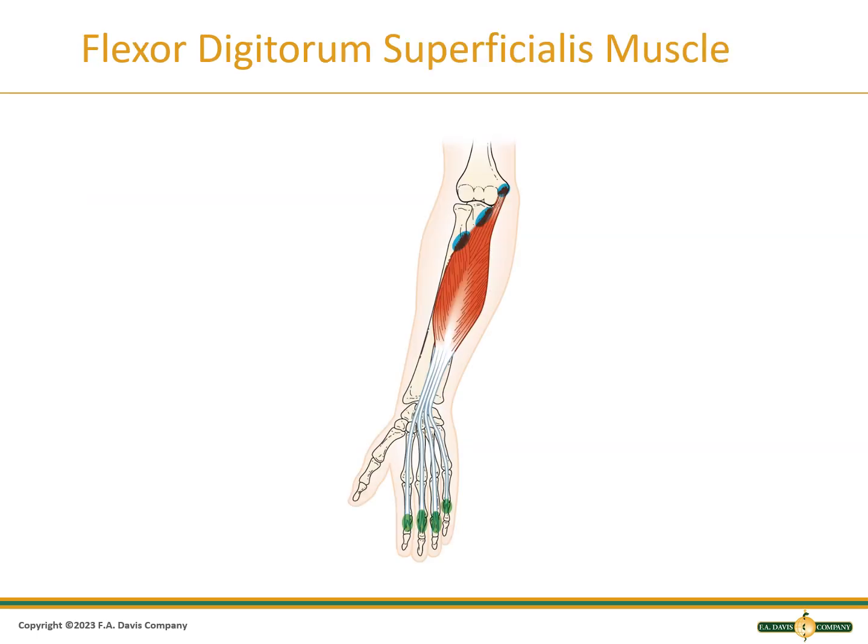Flexor digitorum superficialis. So it is named pretty nicely. Flexor, it's a flexor muscle, so we'll find it on the anterior side of the arm. Digitorum, it goes to the digits, so it's going to flex the digits, and superficialis means that it is a superficial muscle.